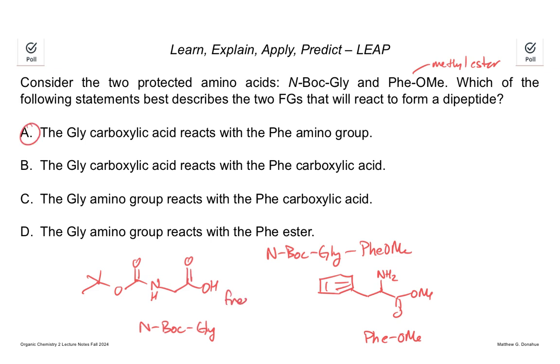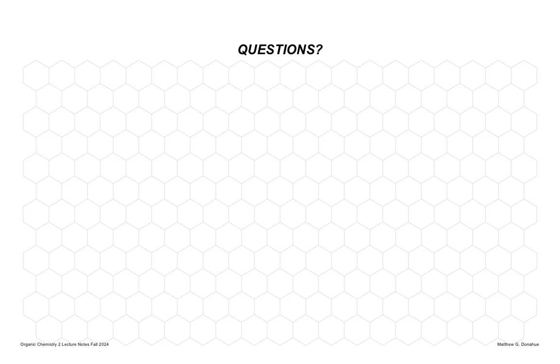So free acid reacting with free amine. And so you can see by picking out what we're protecting, that's going to then dictate what peptide bond is formed. Any questions?